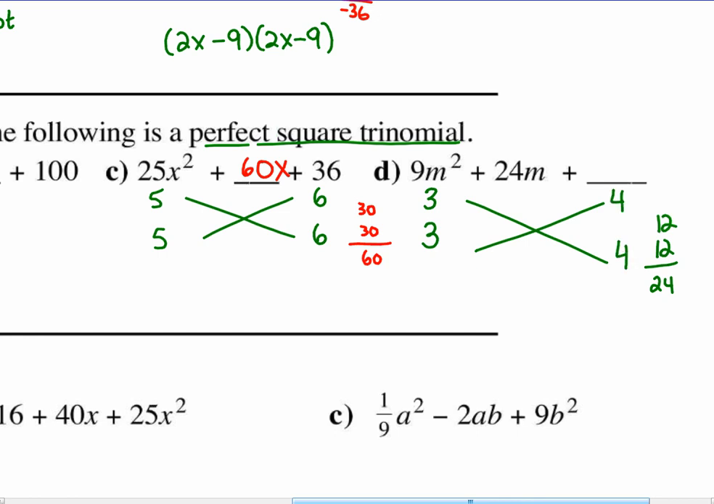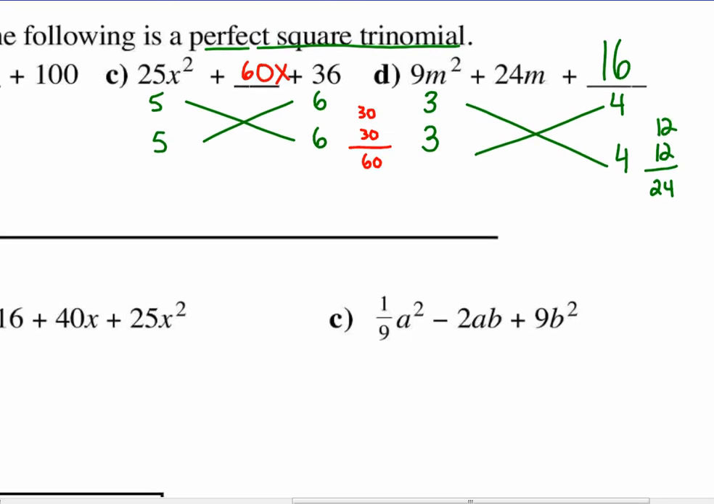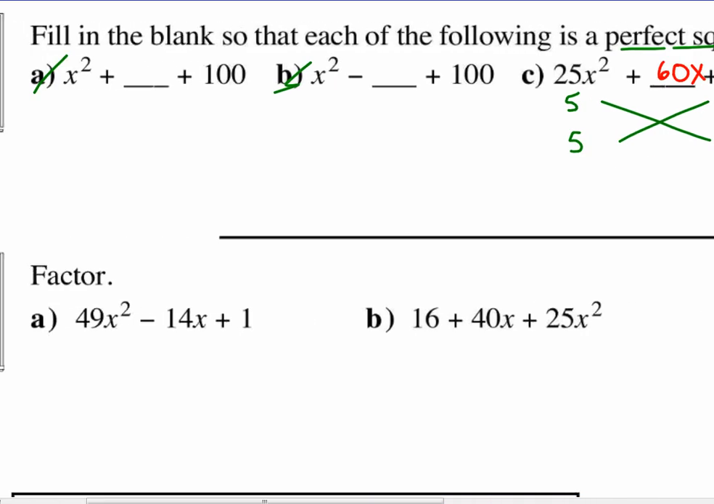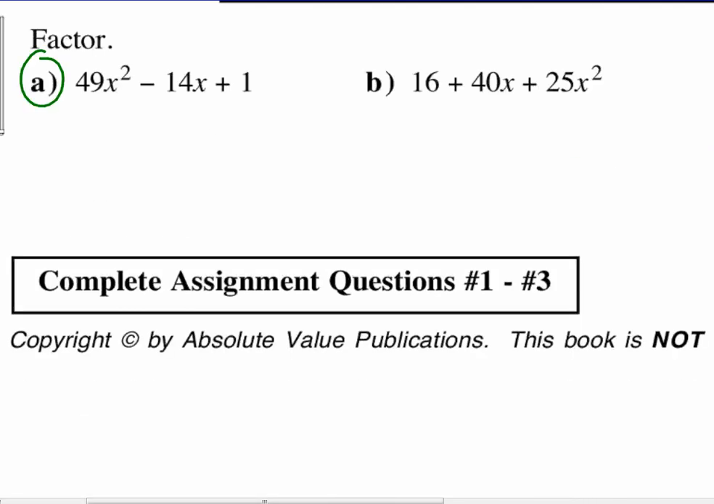I think somebody already said it. What would this number have to be? 16 for it to be a perfect square. All right, you try factoring 3A. Factor 3A.